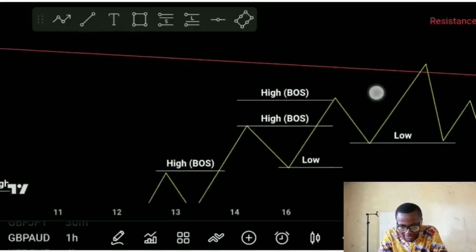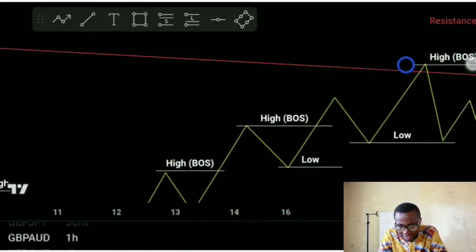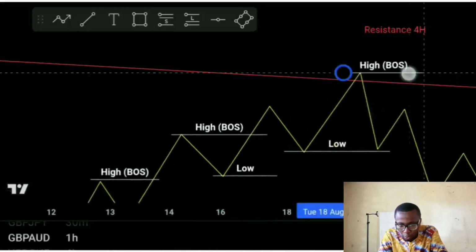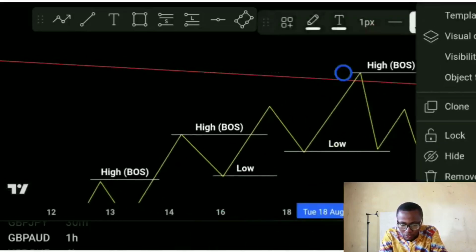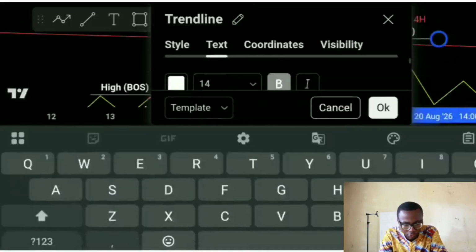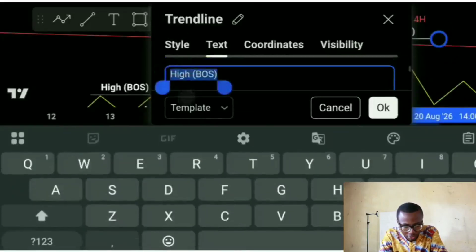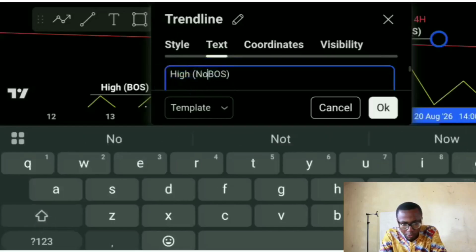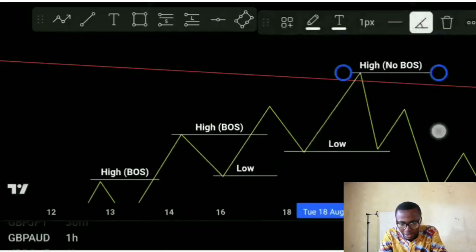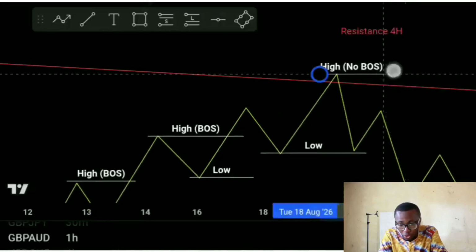Now, this high created a high here. So this high was not broken. So we'll change this high to no break of structure. So it's not a break of structure, because no structure was broken.